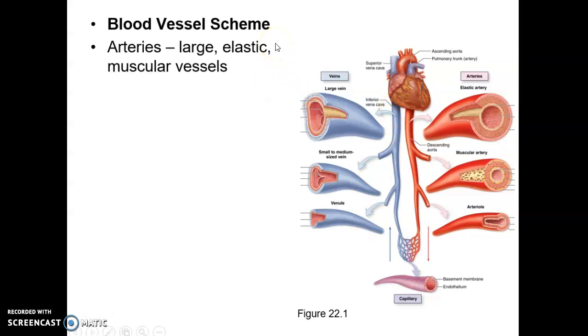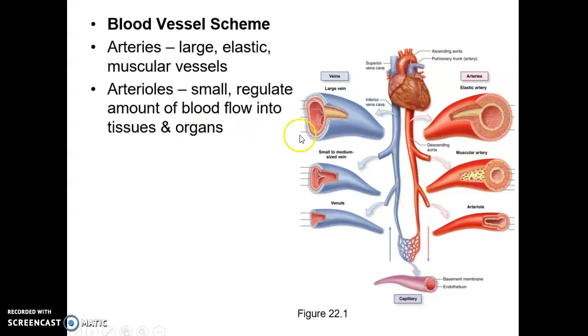So our blood vessels, arteries, are the largest blood vessels that are carrying blood away from the heart. They have elastic tissue to give them some elasticity, and they have smooth muscle that allows them to constrict and dilate, vasoconstriction and vasodilation. Arterioles, the smaller arteries that lead to the capillary beds, will regulate the amount of blood flow into tissues and organs, as we'll see.